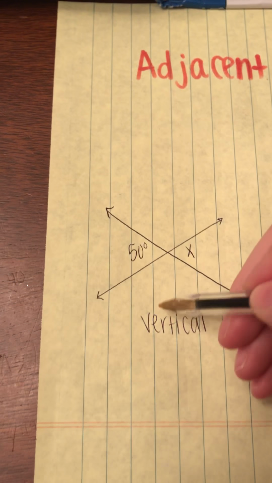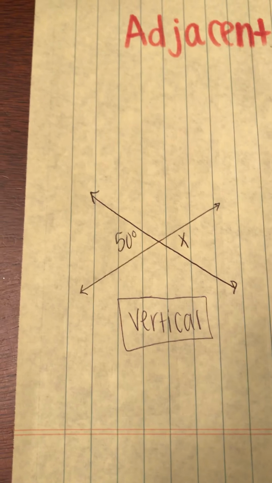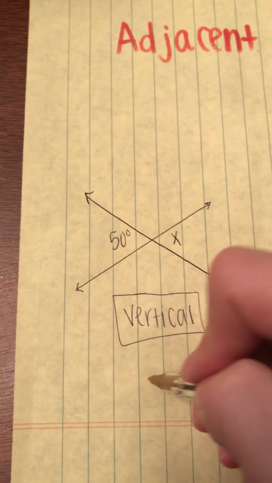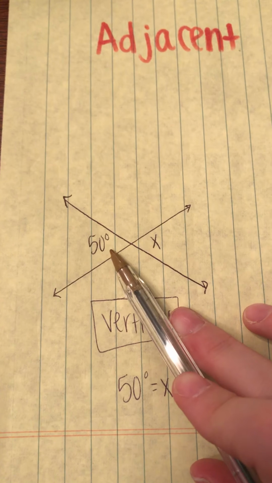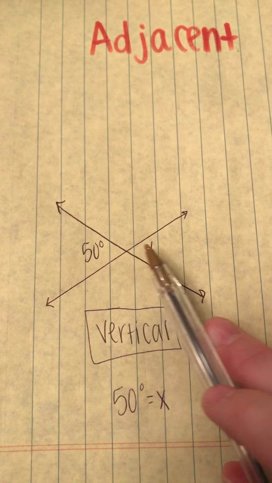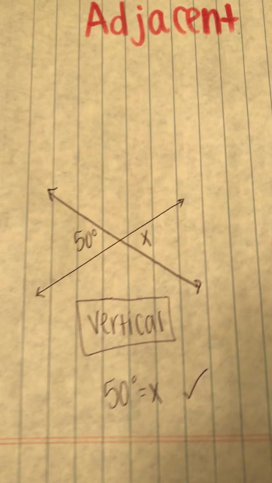I love vertical angles because they always equal each other. Vertical angles are equal to each other. So 50 equals x. So this angle is 50 degrees, as well as this angle is 50 degrees. All vertical angles are the same. We're done. Let's come over here.